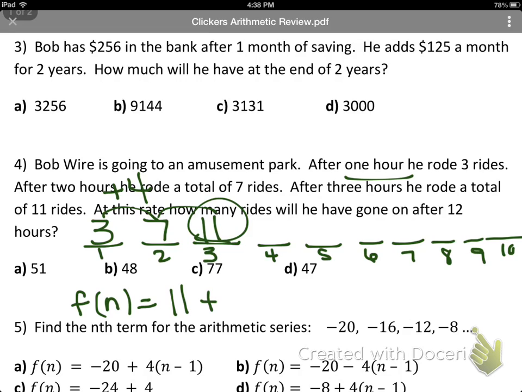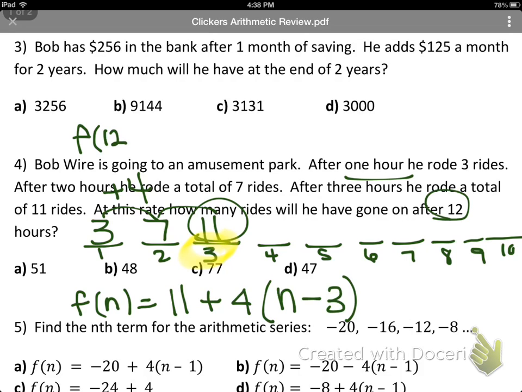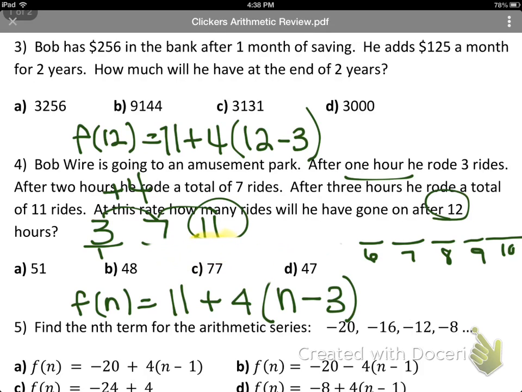So if I use 11 plus, we've got a slope of 4, n minus, I used 11 this time. That means I have to use minus 3, because it's the 3rd term. So then I could plug in, I want 12 hours, so f of 12 is 11 plus 4 times 12 take away 3, and in this case our answer turns out to be 47. So that would be 47 rides after 12 hours at the park.